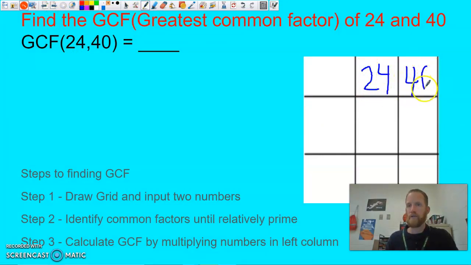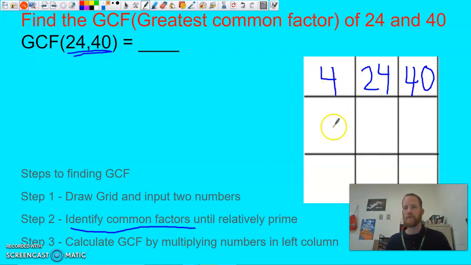So the first thing you do is you take your two values, 24 and 40, and input them into the grid. You then need to identify common factors until the two numbers left are relatively prime. So I'm going to start by saying a common factor of 24 and 40 is 4, because 4 goes into 24 and 4 goes into 40.